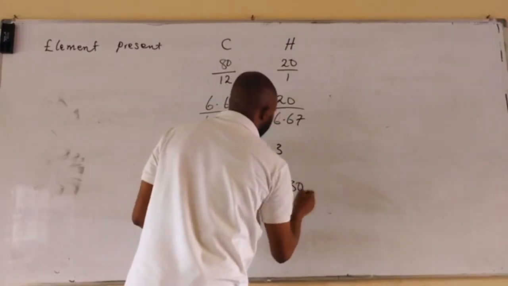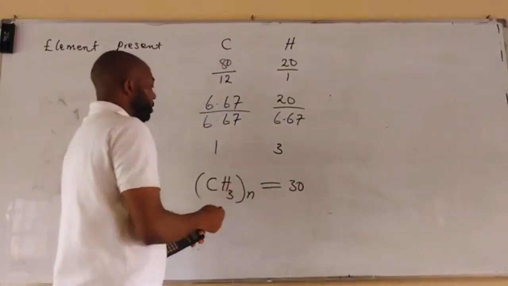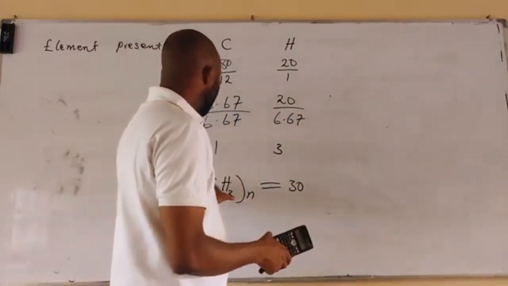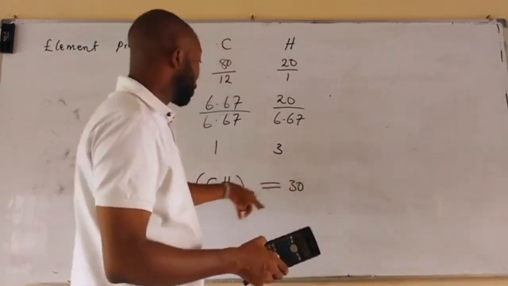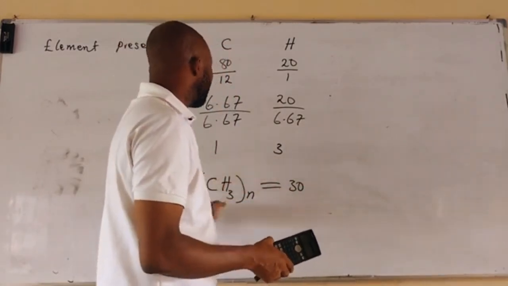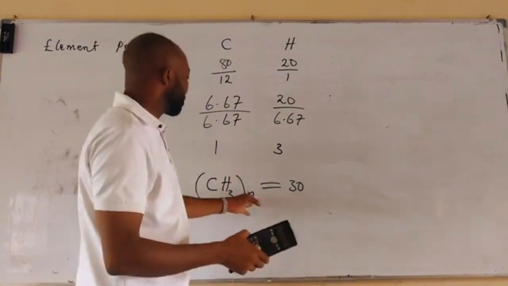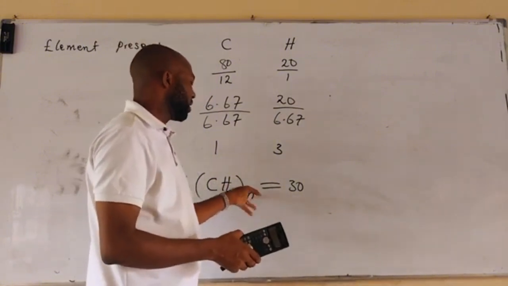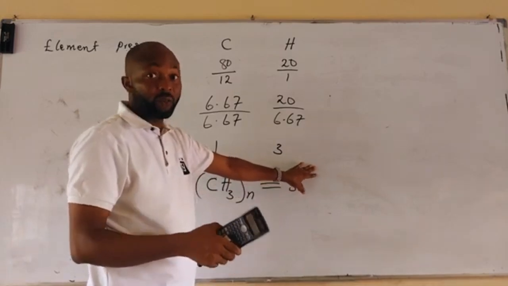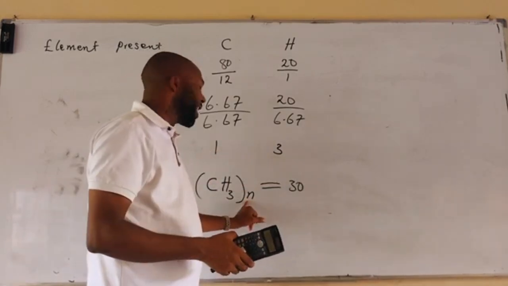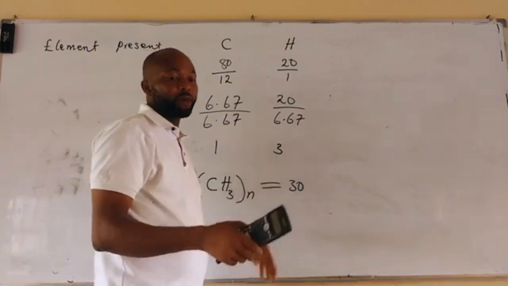The relative molecular mass is 30. That is what they give us. So the empirical formula times n is equal to the molecular formula. That's what we're looking for. So this is the formula: whatever you have as your empirical formula, multiply that by an unknown n. That is equal to the relative molecular mass which they're giving to you, which will give us the molecular formula. So we find our n, and whatsoever we have becomes our answer.